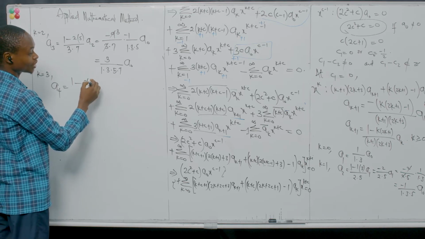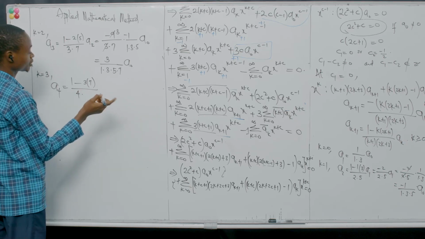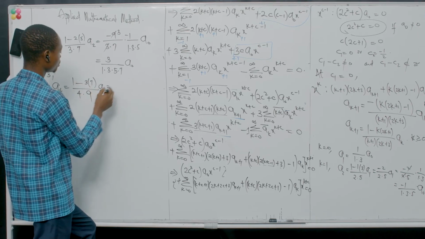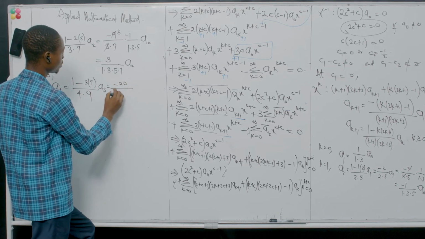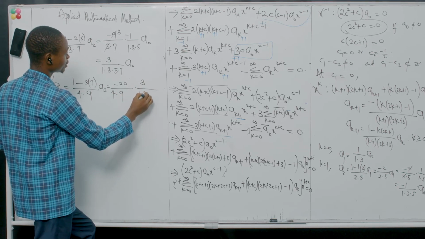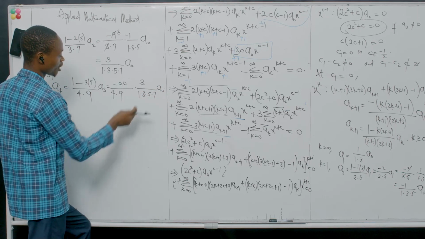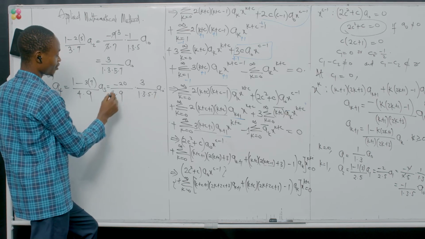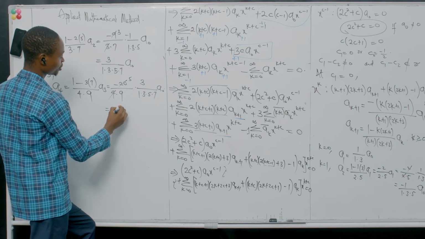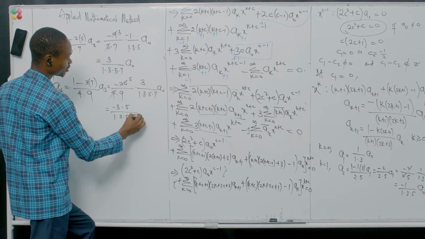3 into 2 times 3 is 6, 7, divided by what? 4 times 3, 6, 9. This will now be 3 times 7 is 21. This will now be minus 20 divided by 4 times 9 times 3 divided by what? 1, 3, 5, 7, A naught. And what do you notice? You have 1, 3, 5, 7, 9. 4 cancels here, you have 5. So what do you have? Minus 3 times 5 divided by 1, 3, 5, 7, 9, A naught.